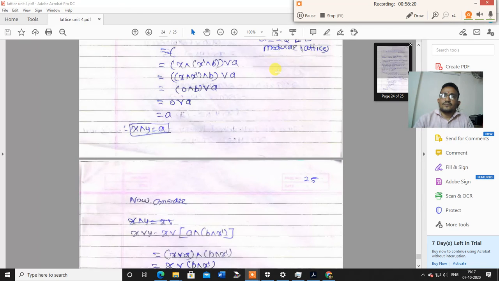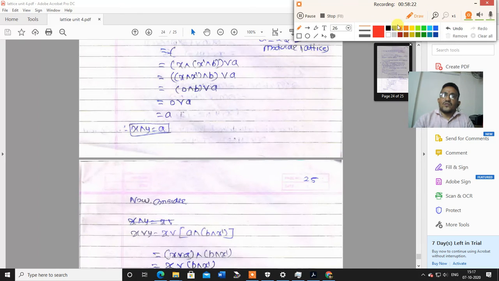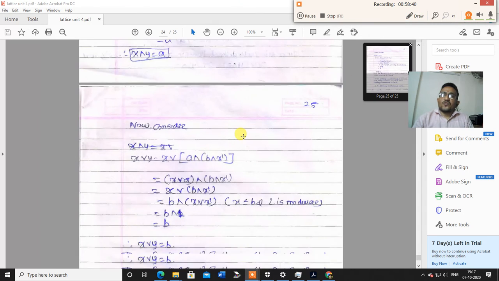But X meet X dash is 0. So 0 meet B join A. What is 0 meet B? 0 meet B is equal to 0, and 0 join A is equal to A. So we can say that X meet Y is equal to A. Similarly, we can take a join.